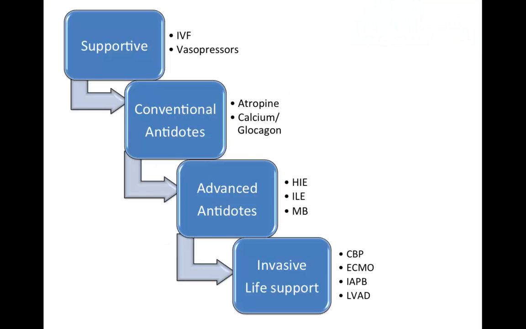The majority of the calcium channel blocker and beta blocker overdoses that we see are in young, relatively healthy patients. If we can support their vital signs and maintain an adequate cardiac output throughout their overdose, there's a very high likelihood that they'll return to their full neurologic function. Sometimes, despite all the antidote treatment, we need to use more invasive life support measures to achieve this.